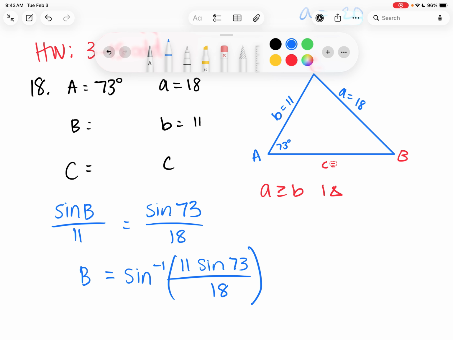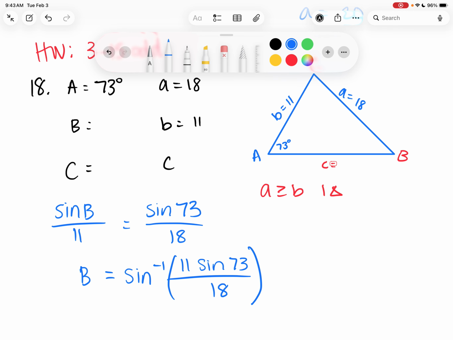And then once you do that, hit alpha and then hit y equals, and you're going to see options pop up here. But the very first one is n/d, so that's numerator over denominator. So I'm going to do that, and it's going to bring up a fraction bar for me to use. So I've got 11 sine 73. Make sure you close that parentheses there on top.